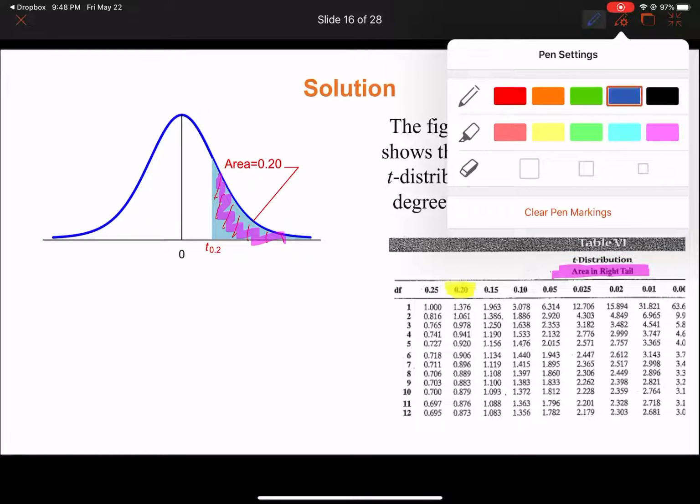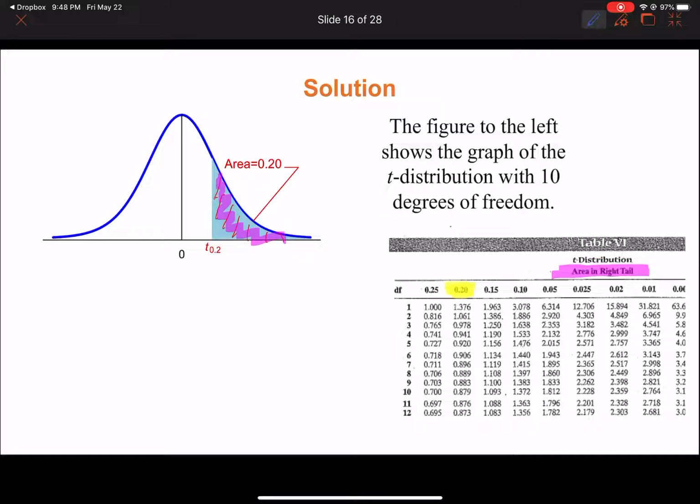The difference here with the z table is that we have degrees of freedom. We are going to look at the n minus 1 degrees of freedom. Our n is 10, so we're going to look at 9, because we do n minus 1 degrees of freedom. So you look at one number smaller than whatever n you are given.